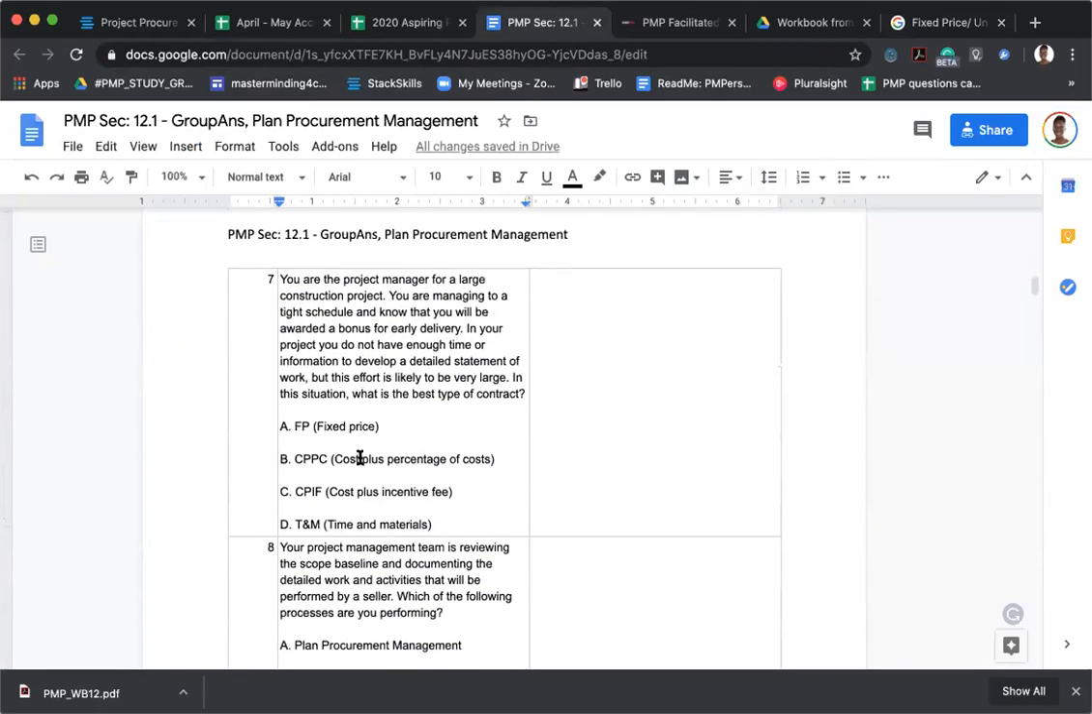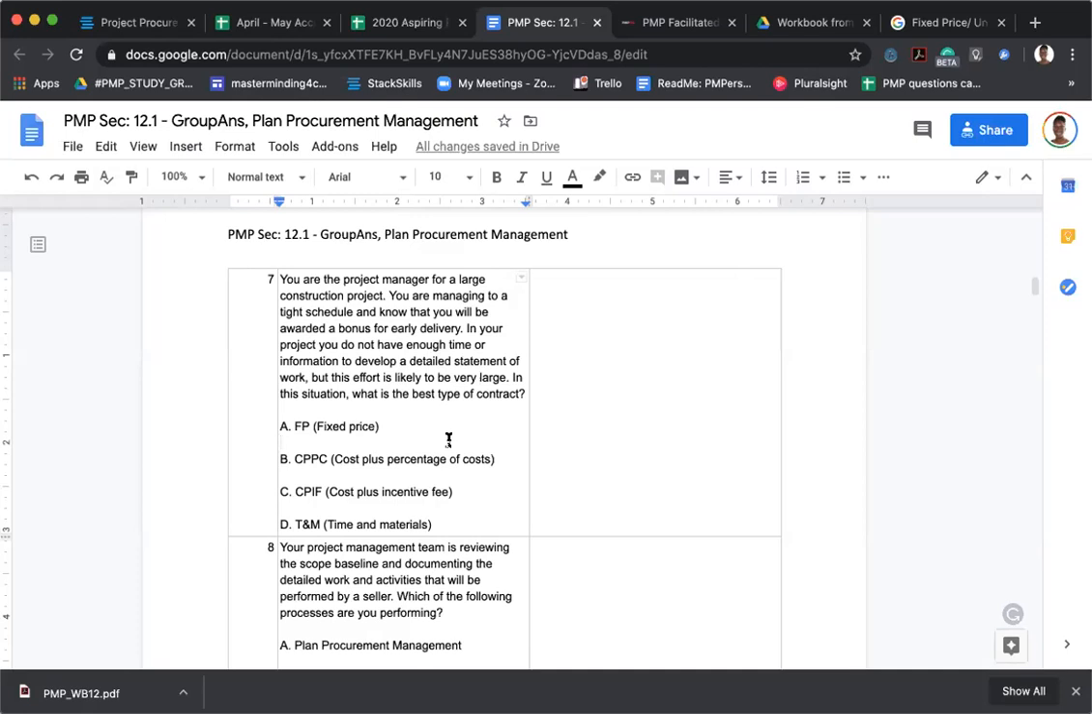Okay, your turn. Okay, you are the project manager for a large construction project. You are managing to a tight schedule and know that you will be awarded a bonus for early delivery. In your project, you do not have enough time or information to develop a detailed statement of work, but this effort is likely to be very large. In this situation, what is the best type of contract? Fixed price, cost plus percentage of costs, cost plus incentive fee, or time and materials?